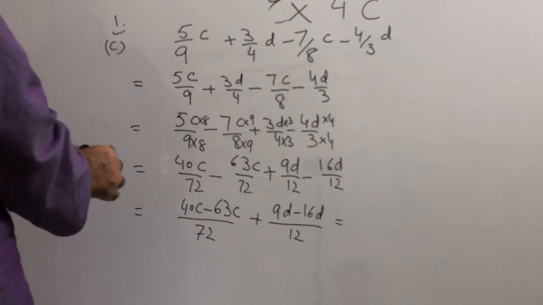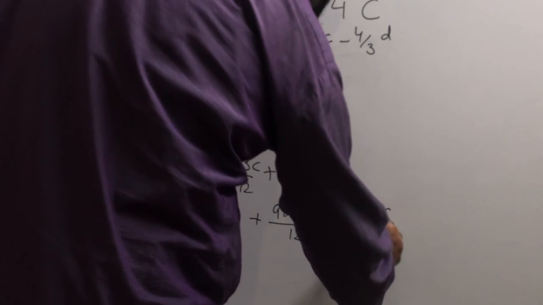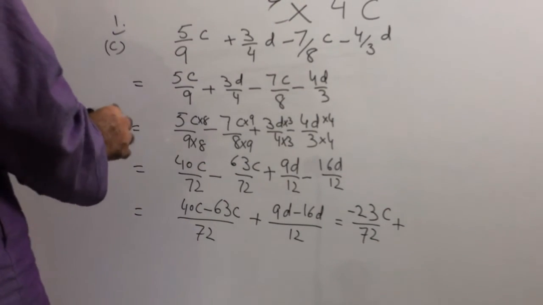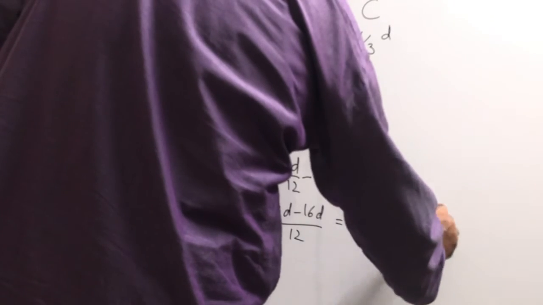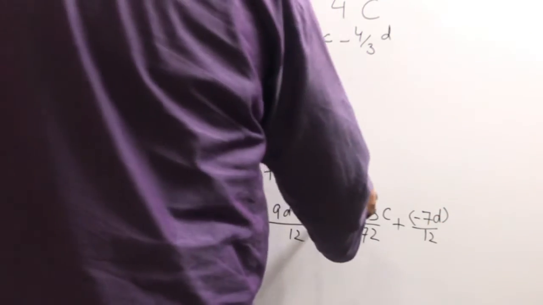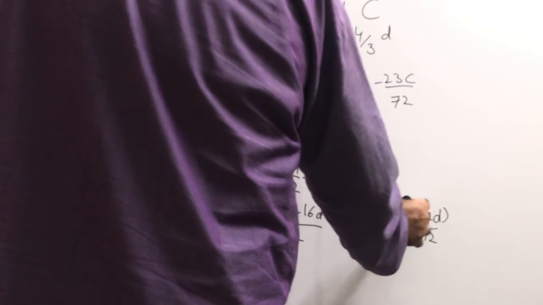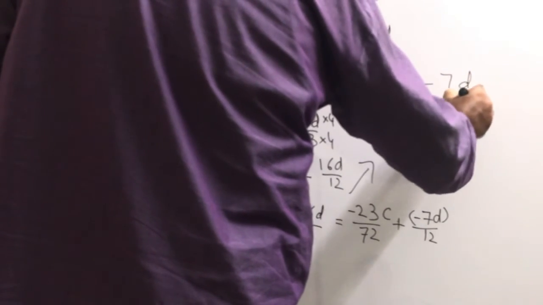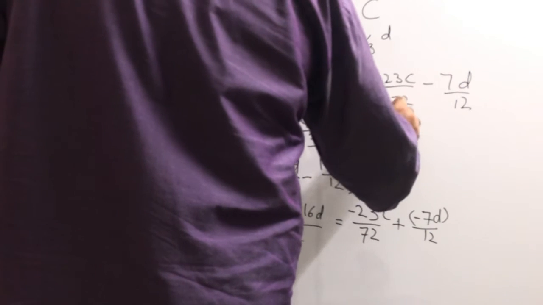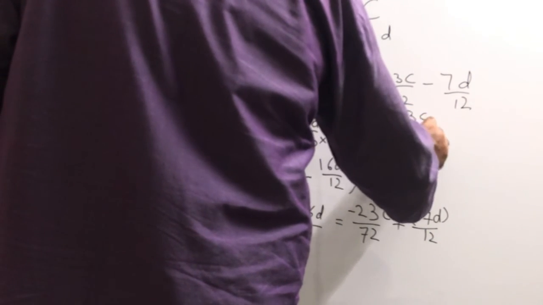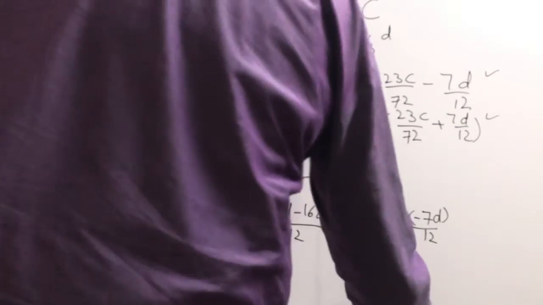Now 40c minus 63c means 40 minus 63 is 23 with a negative sign, c over 72, plus 9d minus 16d. 9 minus 16 becomes minus 7d over 12. So in the next step, minus 23c over 72 plus, multiplied with the minus, it becomes minus 7d over 12. This is the answer. Another way is that we can take minus common, so inside we will have 23c over 72 plus 7d over 12. This is also okay. So this was all about part C.